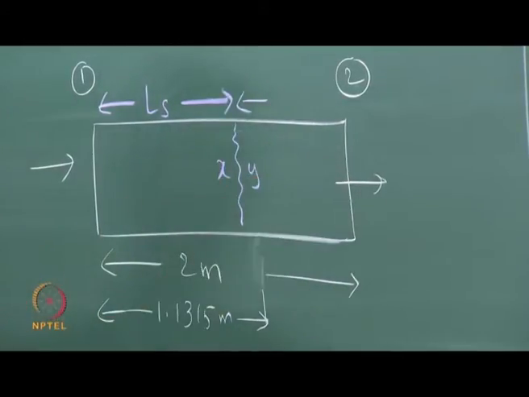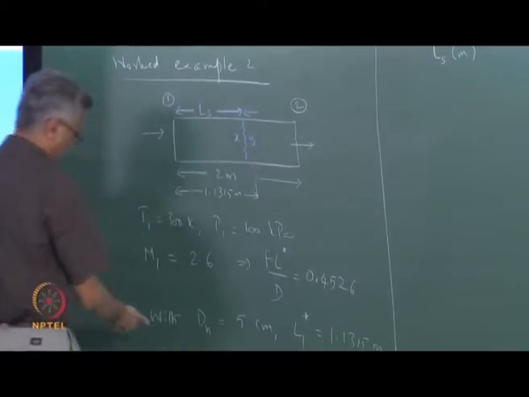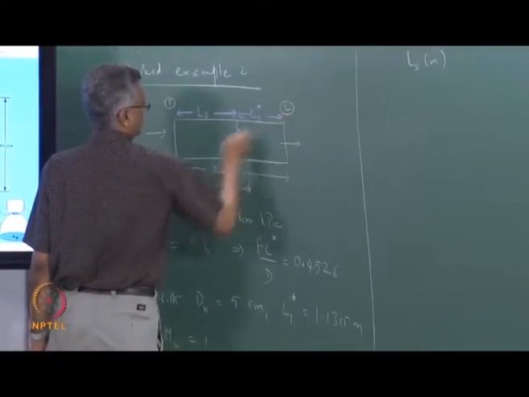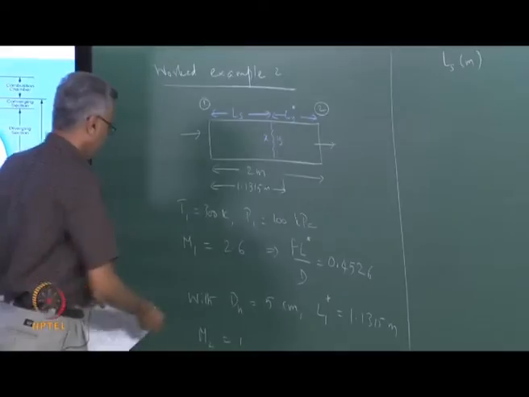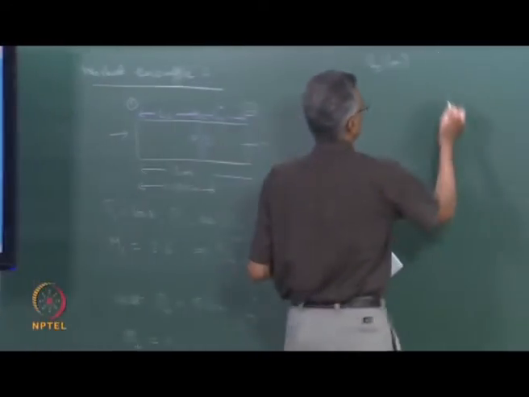We assume the exit Mach number to be 1. So, let us write that down: we assume M2 to be equal to 1. With that assumption, this distance will become Ly star. So, let us put all these things into a table form, then we will go from there.